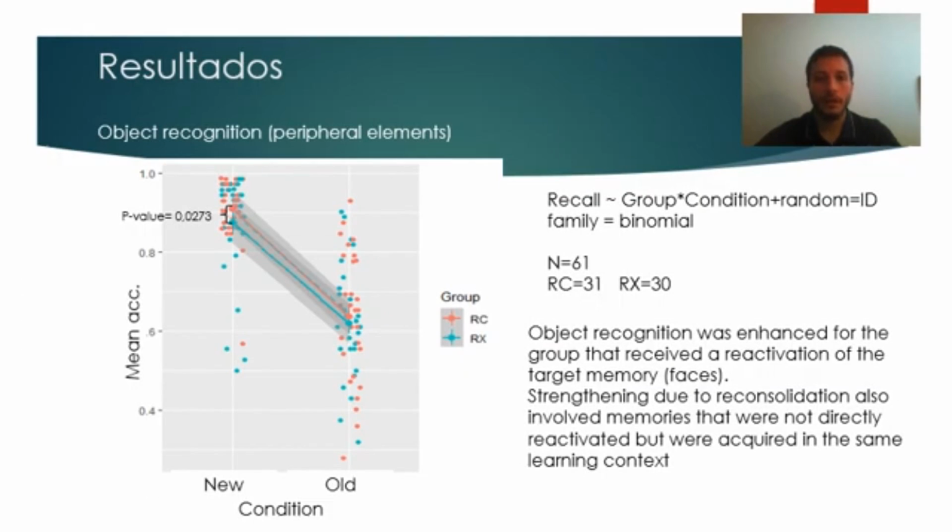And lastly, we analyzed the object recognition, and we see that the RC group showed better performance at recognizing the new objects. Therefore, the object recognition was enhanced for the group that received reactivation of the target memory. And therefore, we can say that the strengthening due to reconsolidation also involved memories that were not reactivated but were acquired in the same learning context.